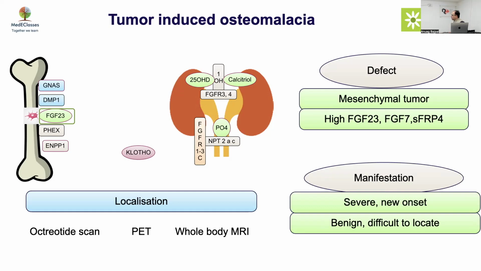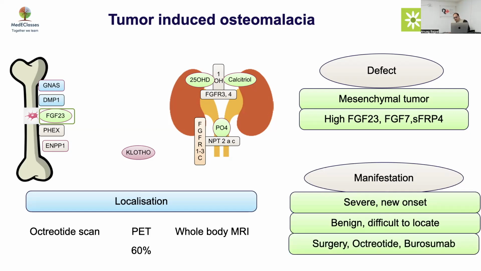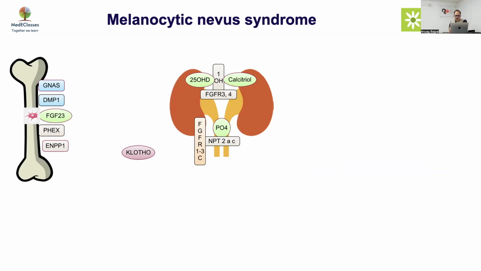So this is one condition you will think of in an older individual who presents suddenly with muscle weakness and weight loss, and they will have rickets, may or may not be there, but phosphate will be very, very low. They may have very bad bone disease in these scenarios. Treatment is surgery, octreotide and burosumab. I'll talk about what burosumab is. It's basically a monoclonal antibody against FGF23. This is the only treatment because here FGF23 levels are sky high.